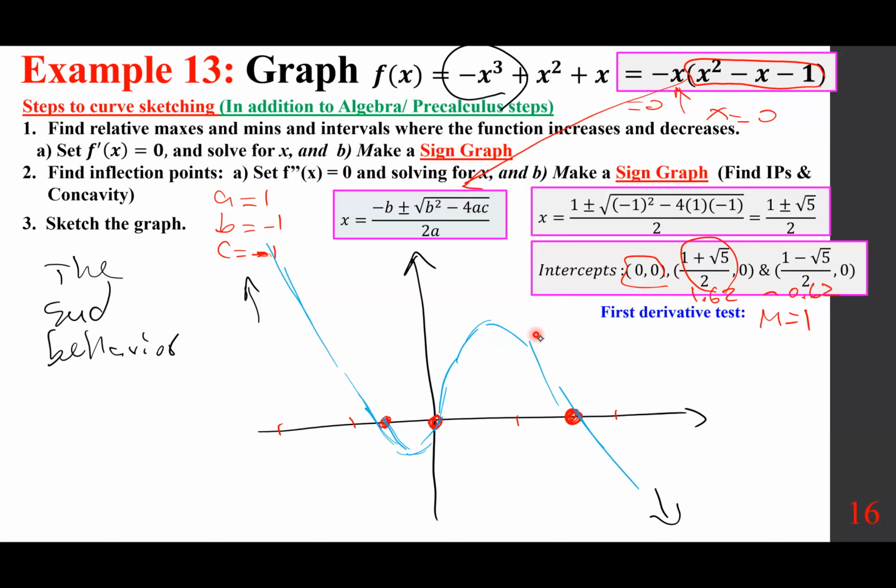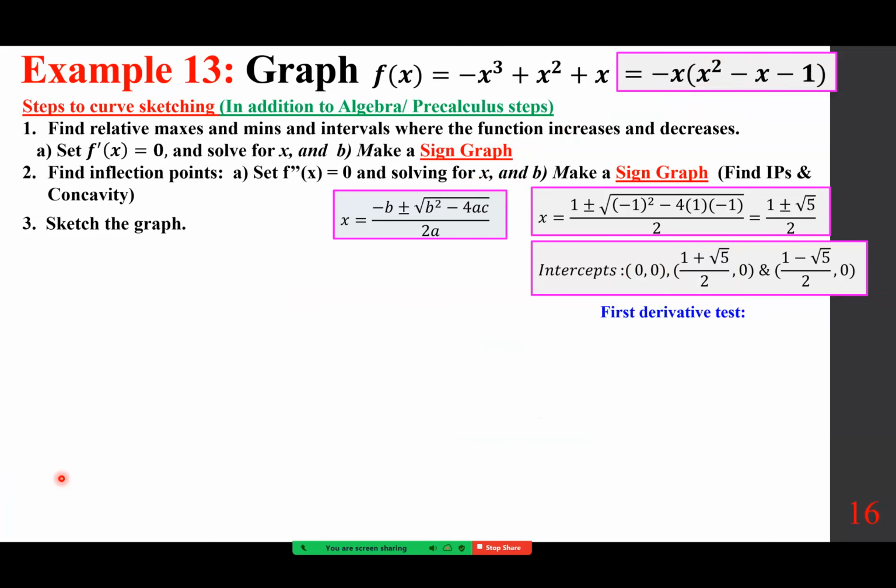But we are going to add the calculus and make it more precise. So I'm going to clean up the mess, and I'm going to start with critical points. So I'm going to differentiate this. Differentiating this is easier: minus 3x squared plus 2x plus 1.